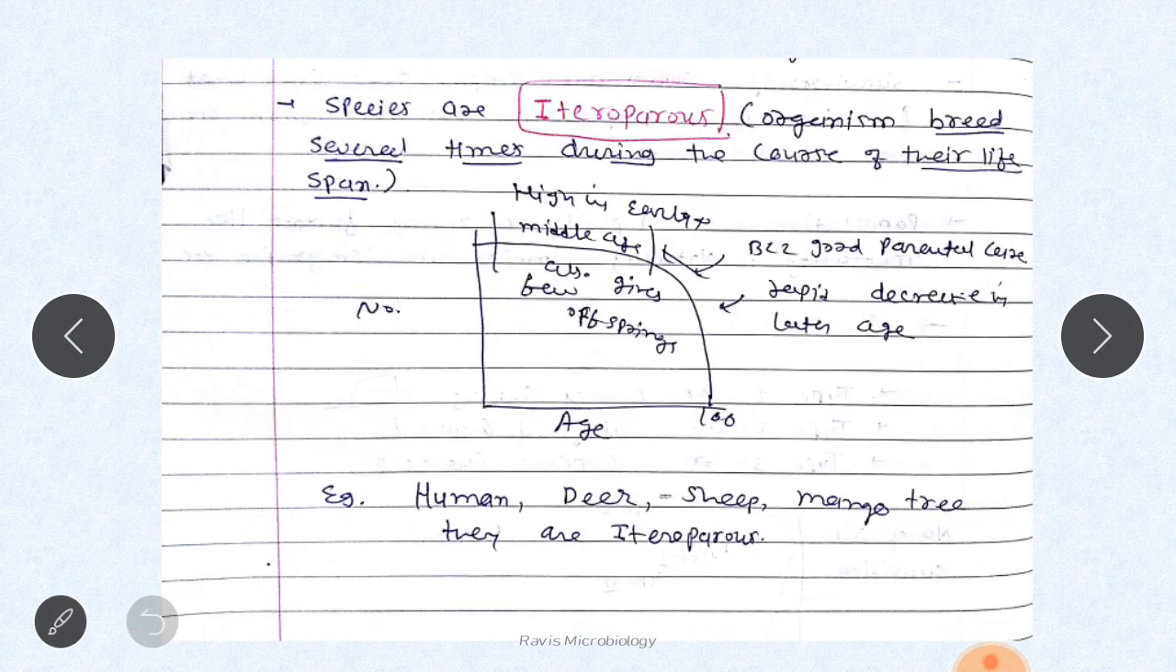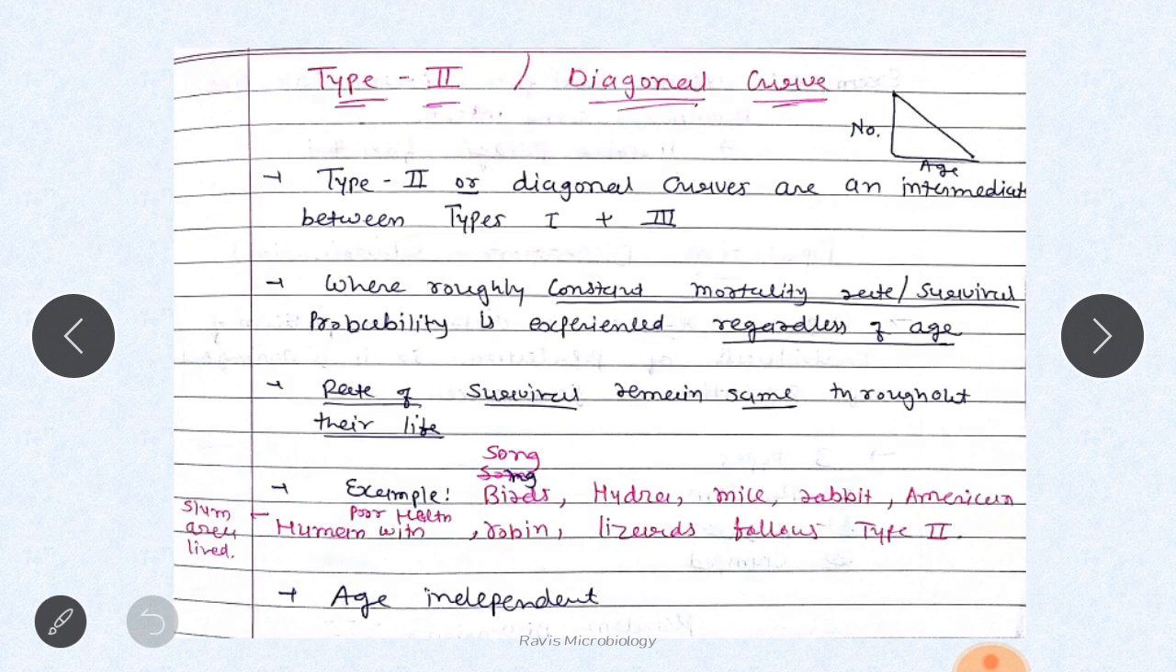the species are iteroparous. These organisms breed several times during life, like humans. Examples of survivorship curve type 1 are human, deer, sheep, mango tree. They are all iteroparous. Now type 2, the diagonal curve, which is shown by birds. Type 2 or diagonal curves are intermediate between type 1 and type 3, where there is a roughly constant mortality rate and survival rate. The rate of survival remains the same throughout life.